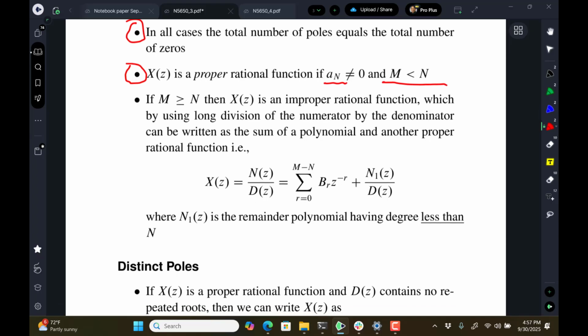If it's not proper rational, it's called improper rational, and the way we get to the expansion for that is to divide denominator into numerator to reduce the order of the numerator by 1 at least. I mean, get it to be m less than n. So you divide as many times as necessary.